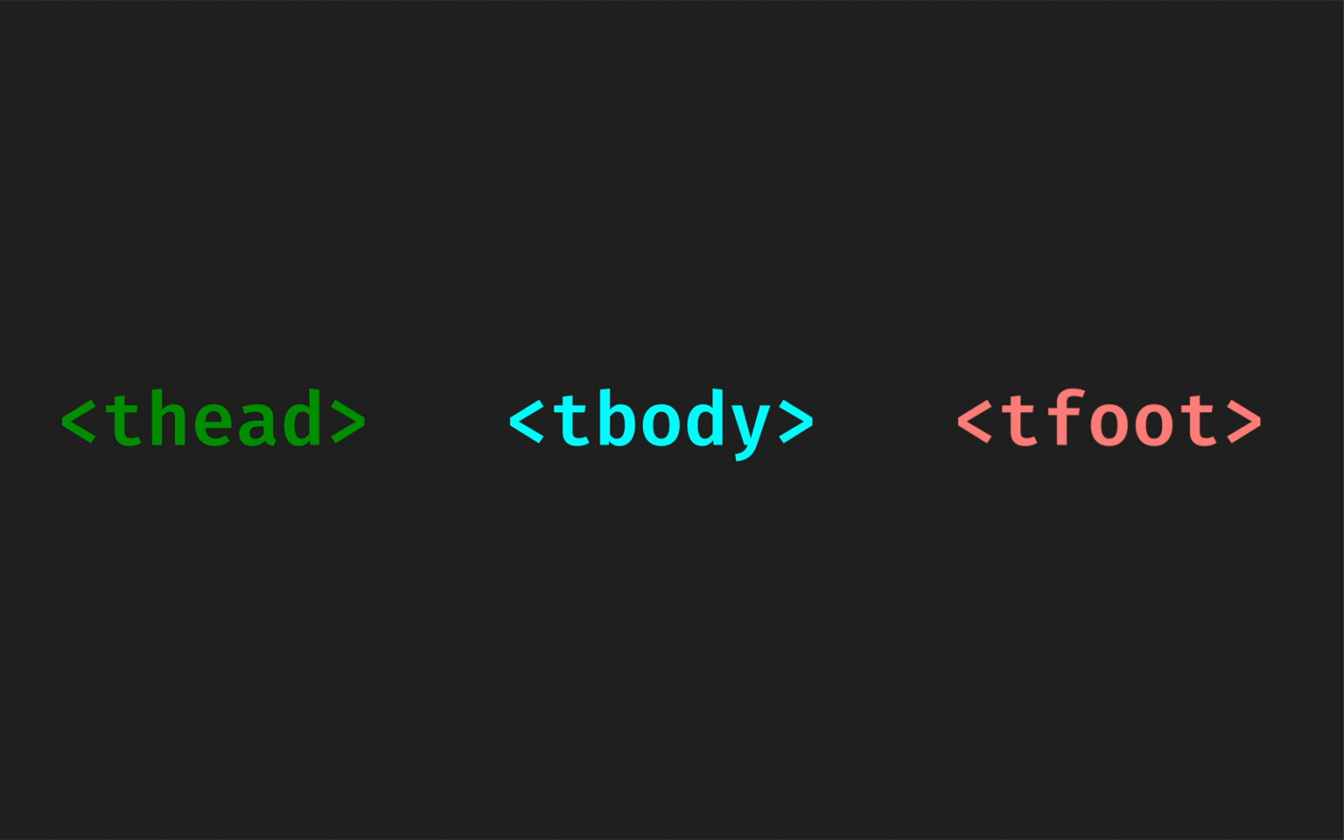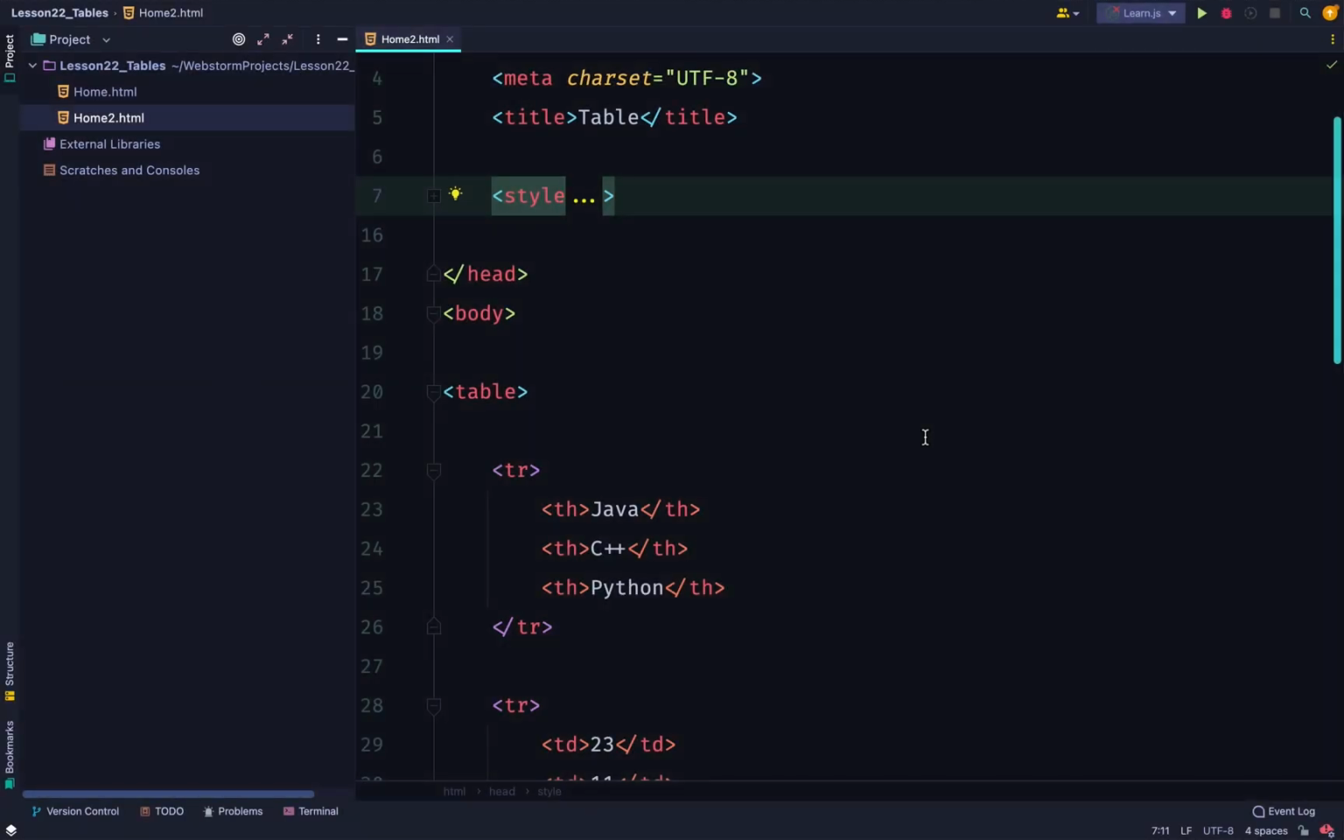Why do you think we need all this extra structure? They don't really change the way your table looks. They only help you apply certain effects to parts of the table. So for example, let's say you want to apply a certain effect to the footer. You can apply it to those surrounded by the t-foot. Of course, the same goes for the header.